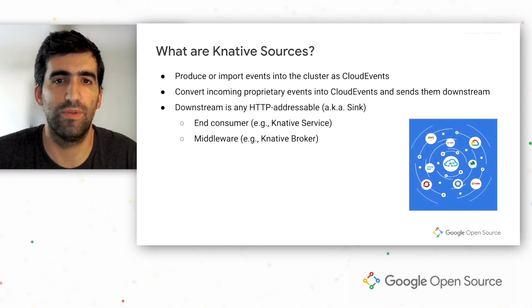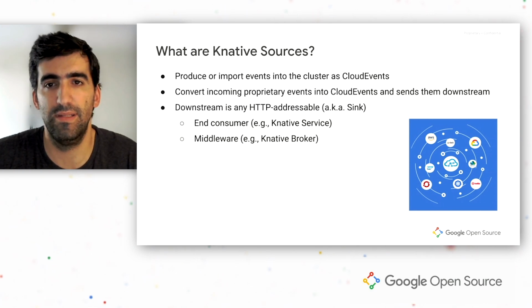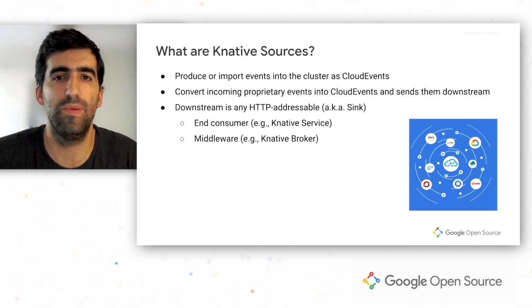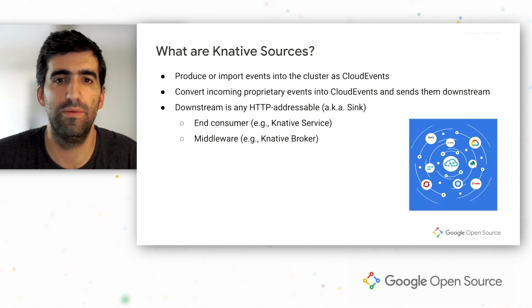What are Knative sources? Knative sources are constructs that produce or import events into the cluster as cloud events. They convert incoming proprietary events into cloud events and send them downstream. And downstream can be any HTTP addressable. We also call them sinks. For example, it can be an end consumer, such as a Knative service, or a middleware, like for example, the Knative broker.